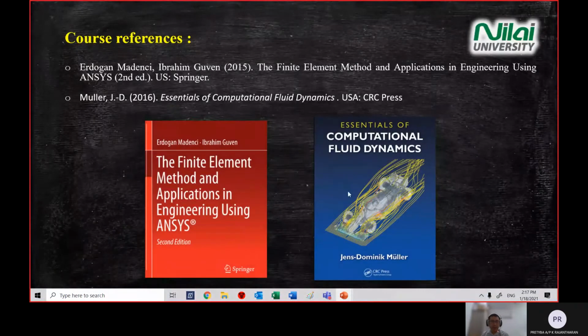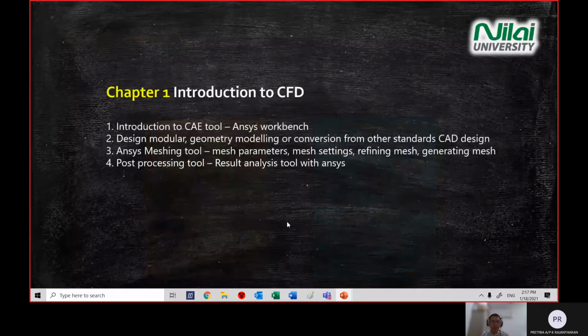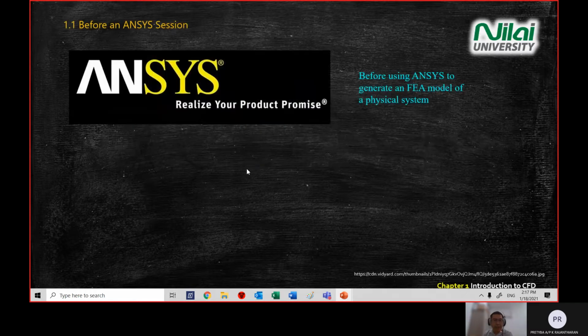Okay, so these are the two books that you are looking at. And then today we're going to look at Chapter 1, Introduction to CFD. We're going to look at these four things. The first thing is what is ANSYS Workbench. And then we're going to look at a few formats that ANSYS can handle. Then meshing tools and post-processing tools. Okay, right.